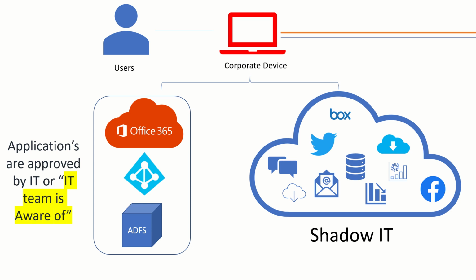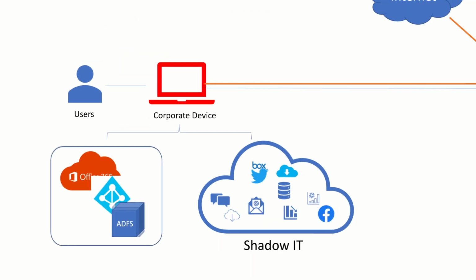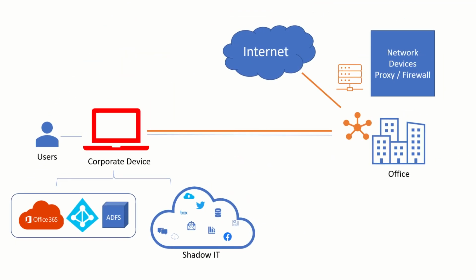But since the user is in the office itself, that means the scope of the user is bound to the perimeter of my enterprise network itself. I can also monitor the network device itself, right? That means the devices through which the traffic is routed, let's say, to the internet.